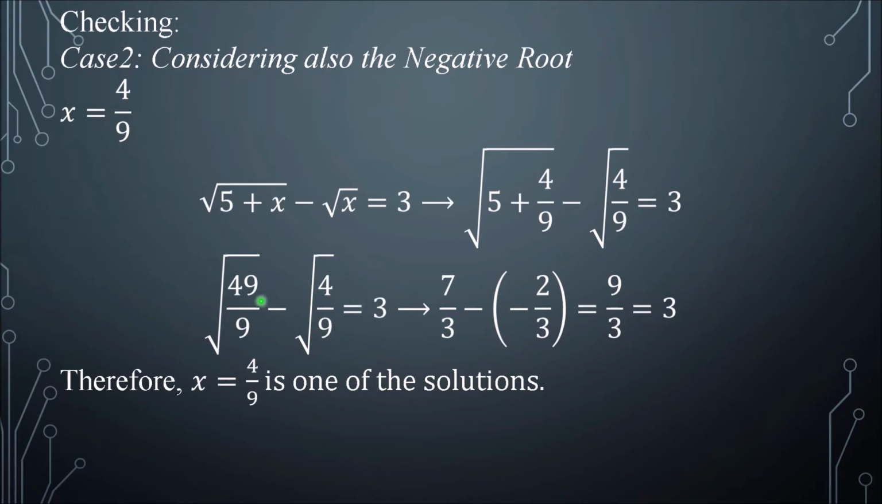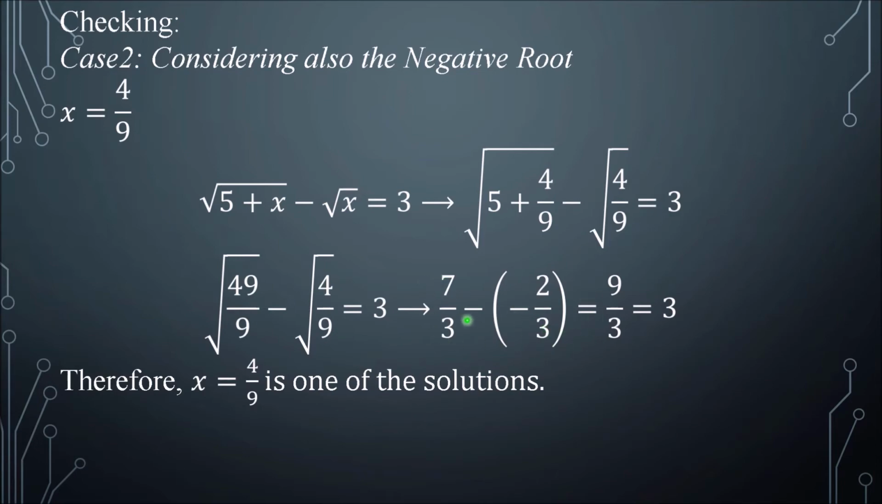So square root of 49 over 9 is 7 over 3 minus, here we will consider the negative root. So square root of 4 over 9 is negative 2/3. Square root of 4 is 2. Square root of 9 is 3. And then the negative, because the negative root is allowed here in case 2.